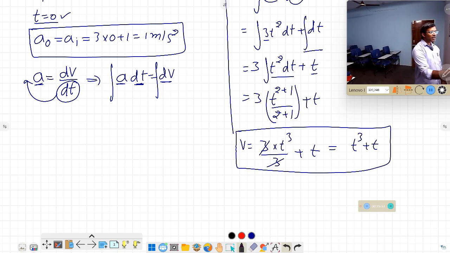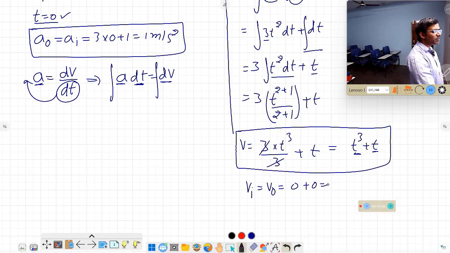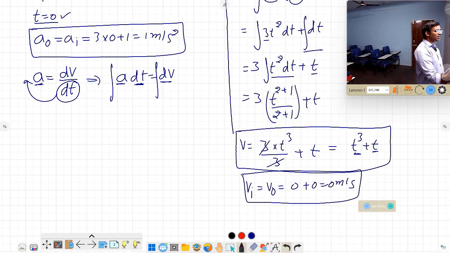So now we are asked to find the initial velocity, that is nothing but v naught. So put the t value 0 here. If you put the t value 0, both are going to get 0, plus 0, anyway that becomes 0 meter per second. So initially the particle is starting from rest, we are able to compute.